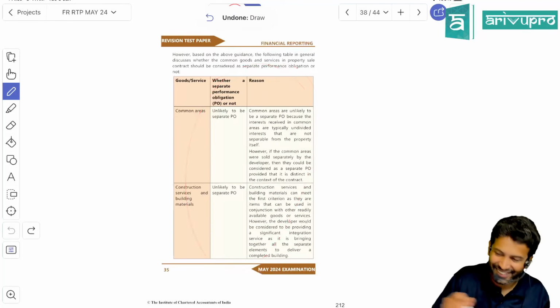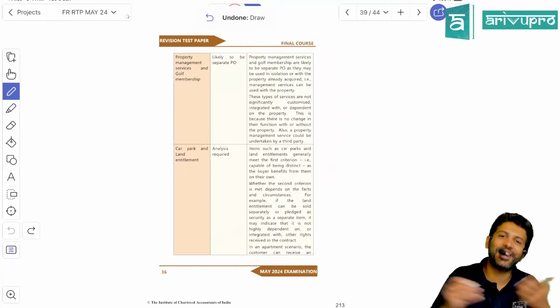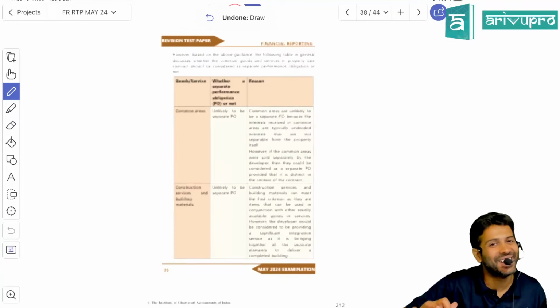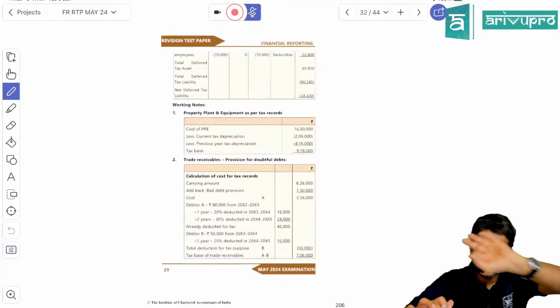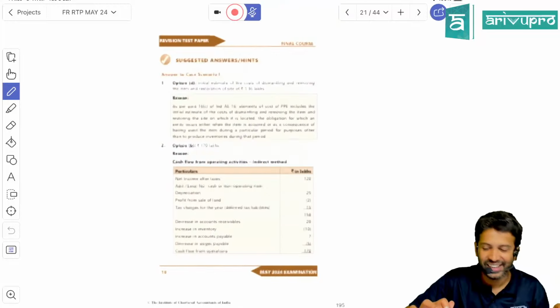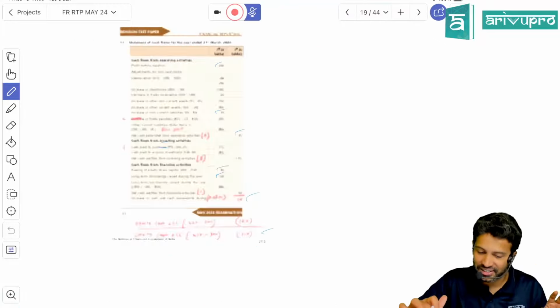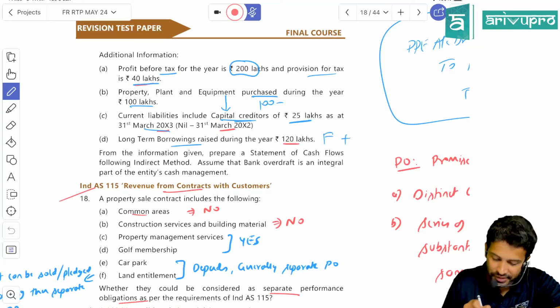Then this story. Then again one more story. A 3.5 page solution they have given. So no need to write so much. Just write the PO definition, and then justification, and the final answer is good. That's the reason I've written the answer for this.